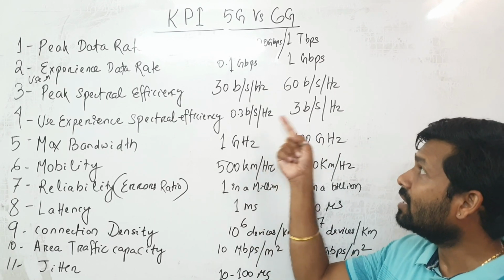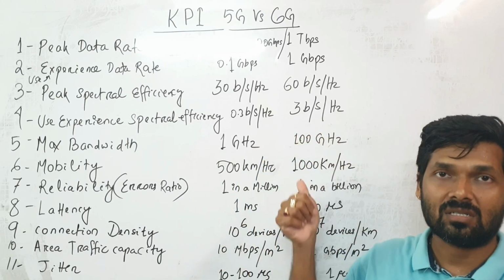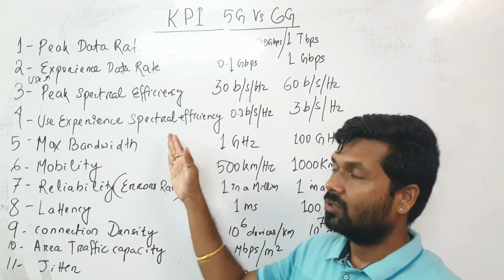Next, user experience spectral efficiency would be 0.3 bits per second per hertz, and then in 6G it will be 10 times better. You're getting 3 bits per second per hertz. So that was the fourth KPI.